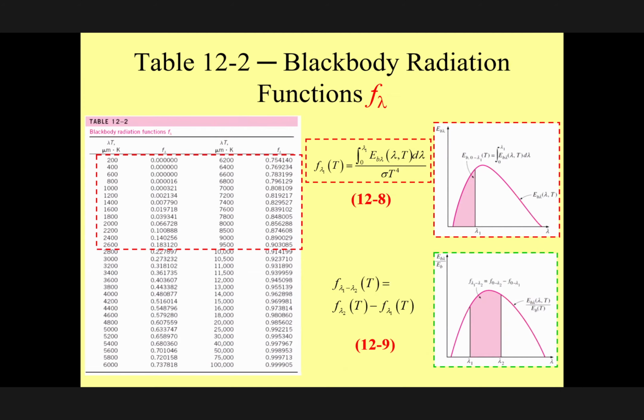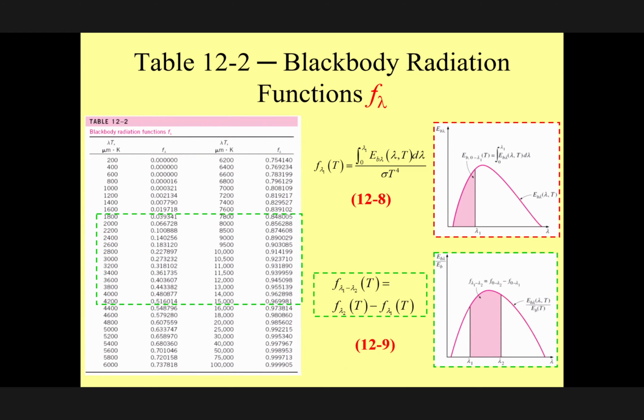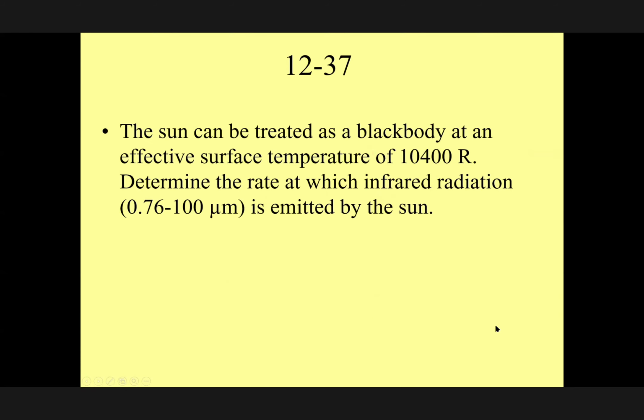Let me go back. As I mentioned, now we can calculate exactly what energy is trapped in these two. Let's do this one. Look at here. The sun can be treated as a black body at the effective temperature given here. Determine the rate at which infrared, it means those wavelengths in this one, is emitted by the sun. Write it down. I will go back and tell me what portion of energy is in the wavelength of 0.76 to 100.